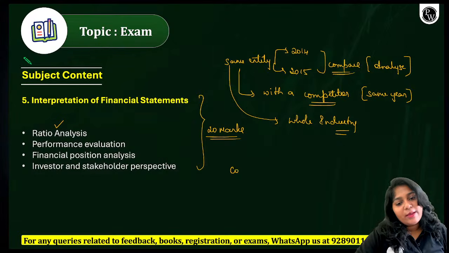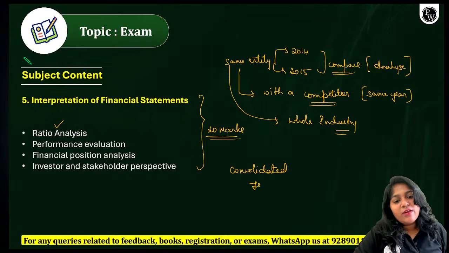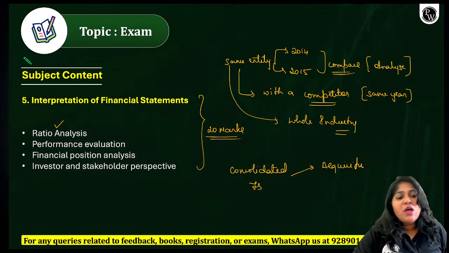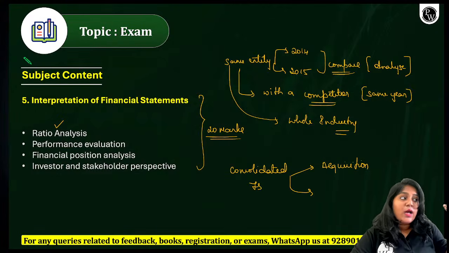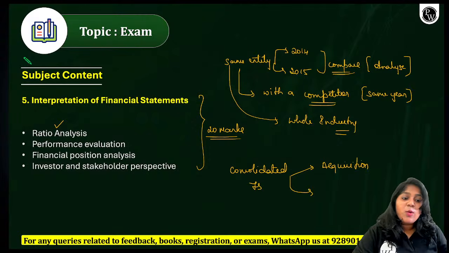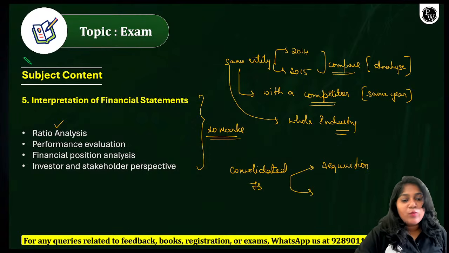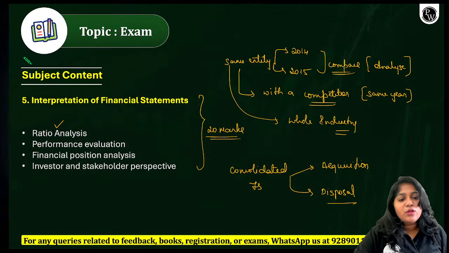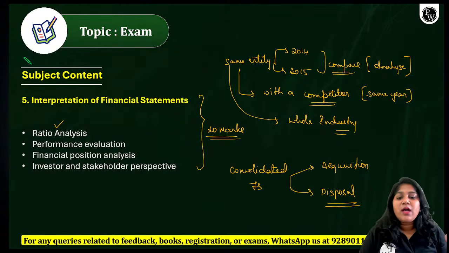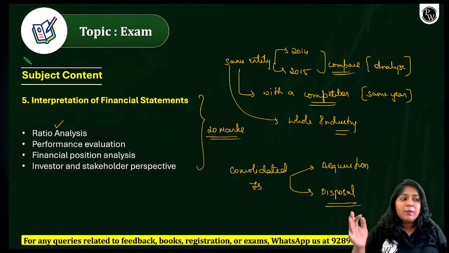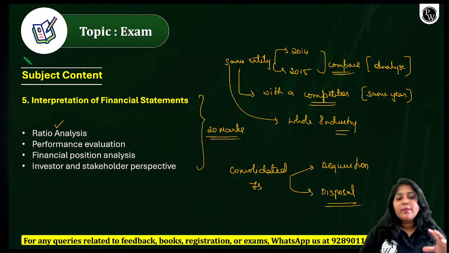Or else you can compare consolidated financial statements. With consolidated financial statements, you can talk about an acquisition, that means what happened to my group because I acquired a company. At the same time, what happened to my group because of disposal of a subsidiary. See, I acquired a company, am I doing better or not? At the same time, I disposed a company, am I doing good or not?